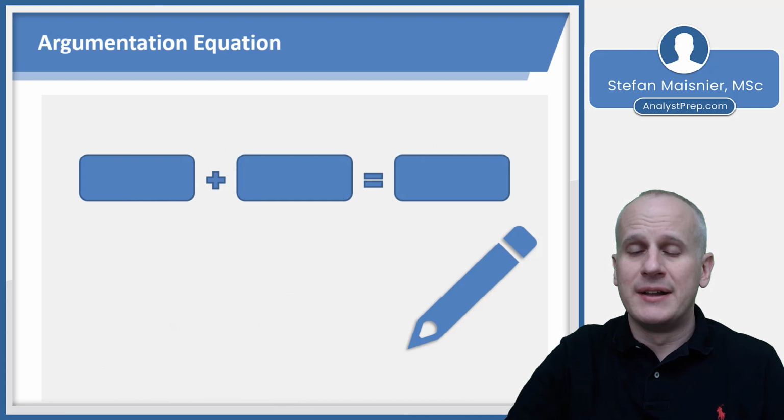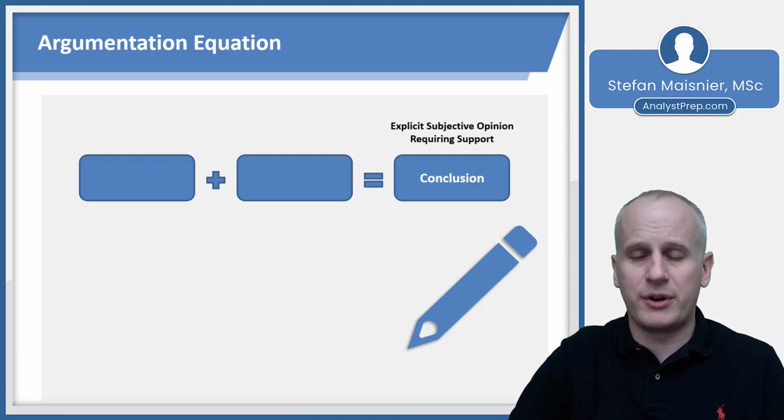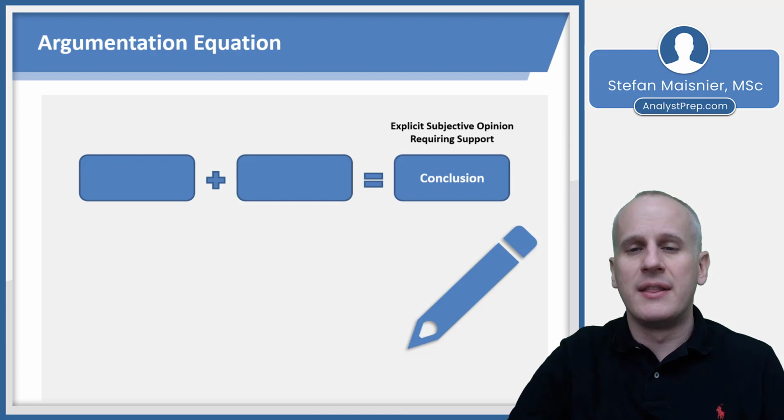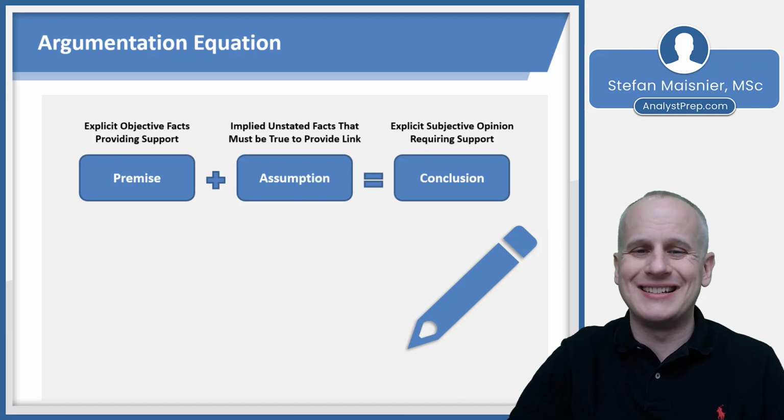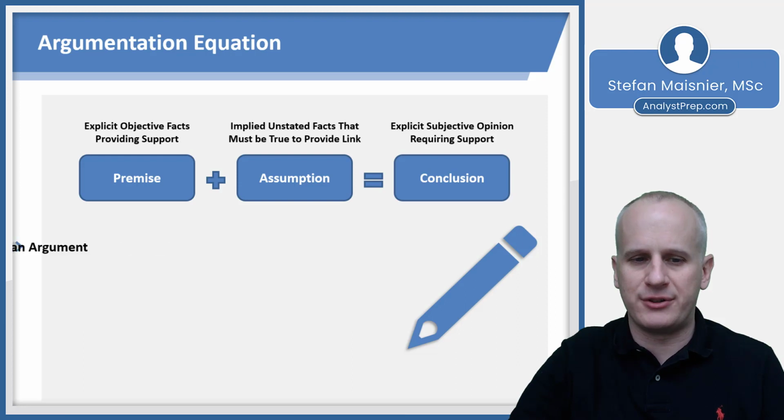So we revisit the argumentation equation because the assumption is going to be a big part of this. Of course, our conclusion is going to be what all arguments lead up to, your subjective opinion that is explicitly stated that requires some sort of support. That support comes from your premise, which is going to be the objective facts that are explicitly providing support. And the piece that is most important in the argument and what we are addressing with this type of task is going to be the assumption directly, which is going to be the implied unstated facts that must be true to link the premise to the conclusion logically.